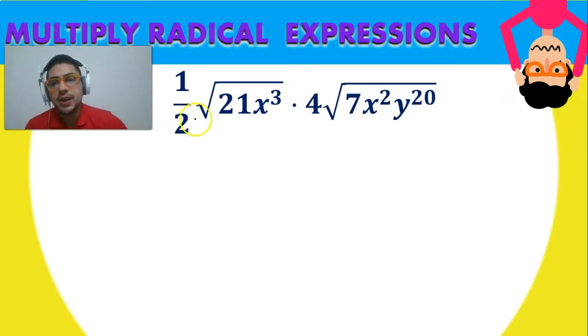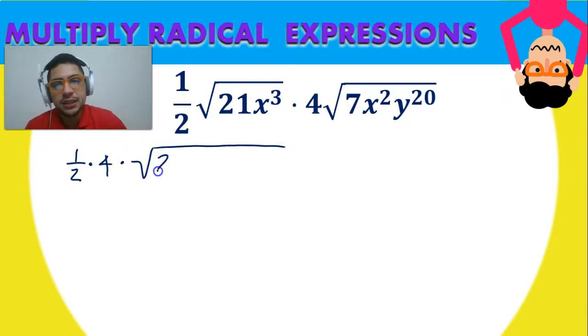In this case, we have expressions outside of the root. We have 1/2 and we also have a 4. Whatever is outside the root gets multiplied, and whatever is inside the root also gets multiplied. So let's do that, and we can rewrite 1/2 times 4, and that is going to be multiplied by everything inside the root.